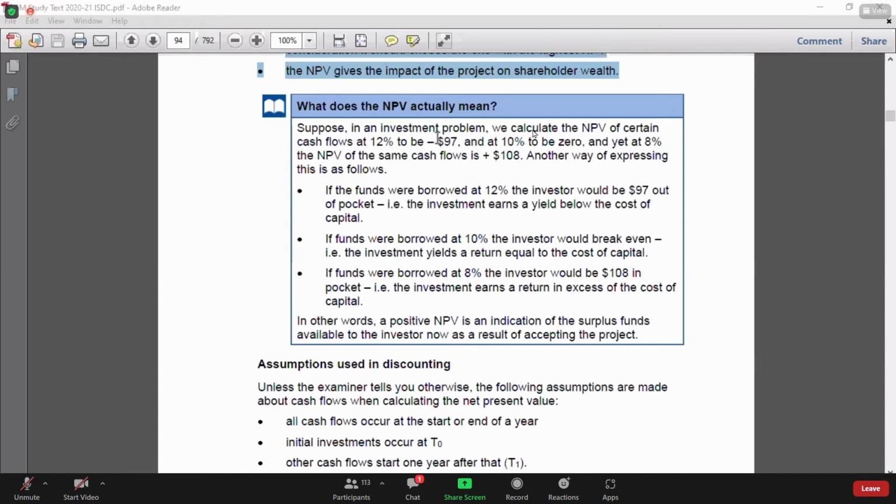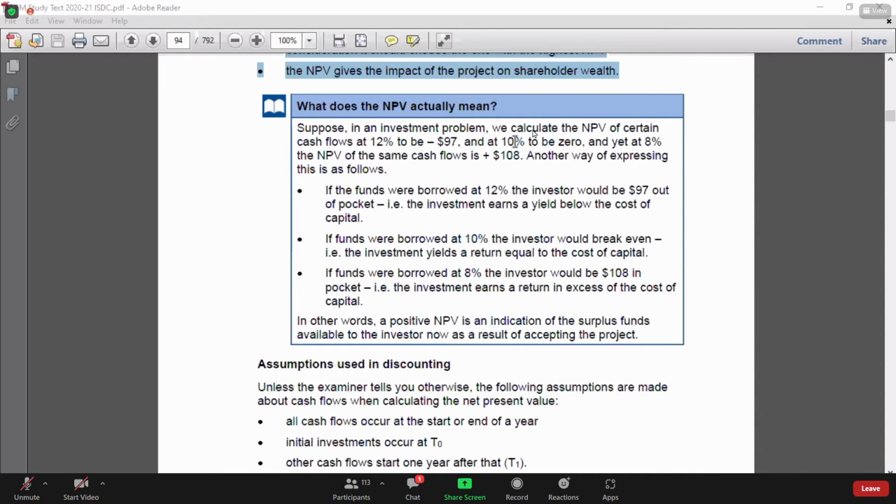Minus 97 is nothing but a negative NPV. If it is a negative NPV, we cannot go with that. It is not financially viable, right? But if you consider our discount factor at the rate of 10%, then we got it as 0. It means a break-even stage. And if you consider 8%, the NPV is plus 108.